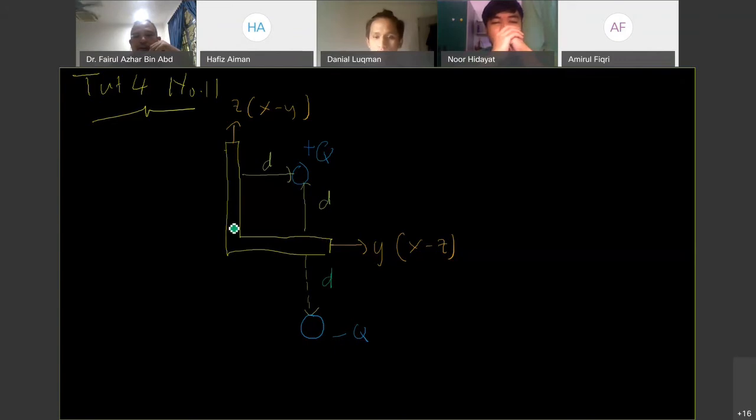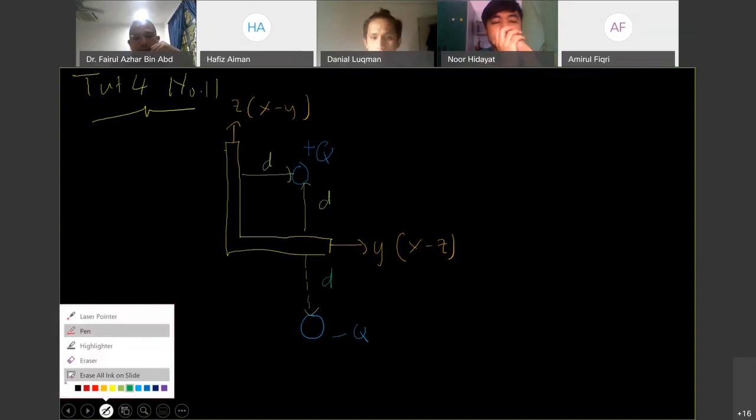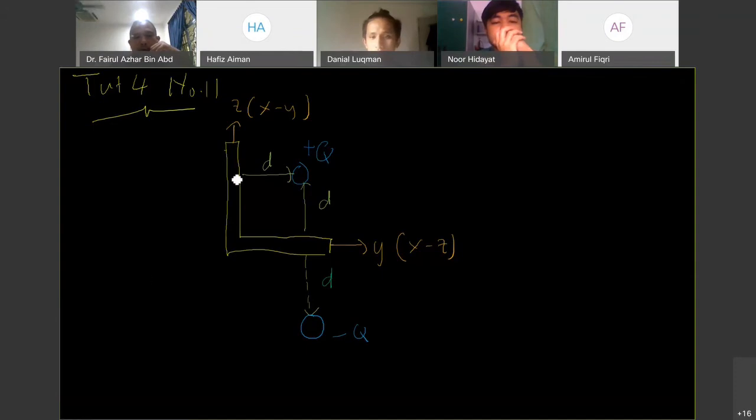Then we need to also consider this plane. On this particular plane, the value of the potential difference is also equal to 0 volt. So in this case we need to create another image here.